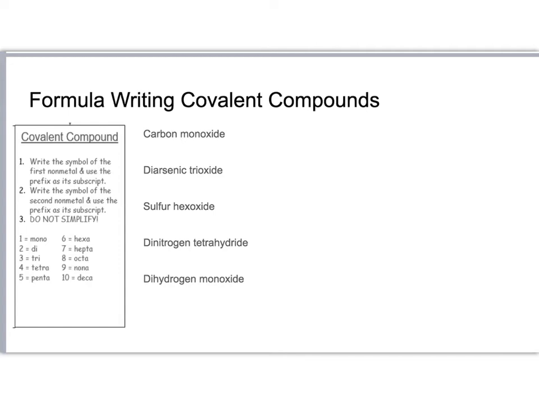Recall that covalent compounds are between non-metals. We will also only be writing formulas for binary covalent compounds. That means we will only be looking at compounds that consist of 2 nonmetals. Remember that there are no ions present in a covalent compound because the valence electrons are being shared, not transferred.